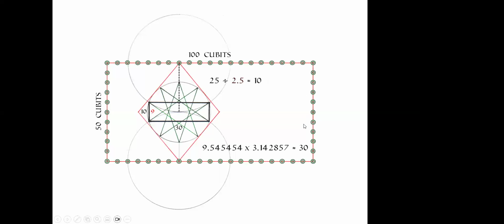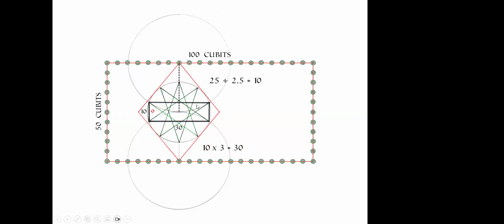And then if you look down, rather than beginning this one with 10 or with 9.5454, I'm going to begin it with 10. And then I can just say 10 and multiply it by 3, and that gives 30. So everything becomes very simple. So as I say, why use all of this other complicated geometry?